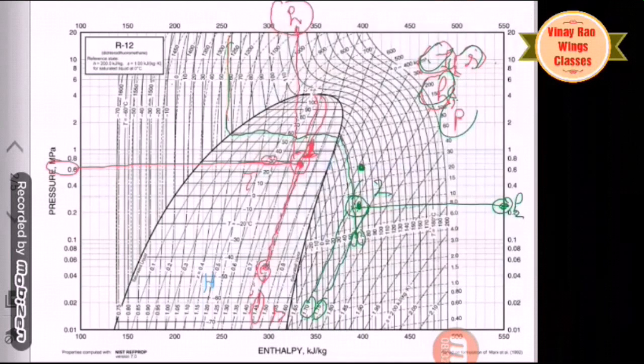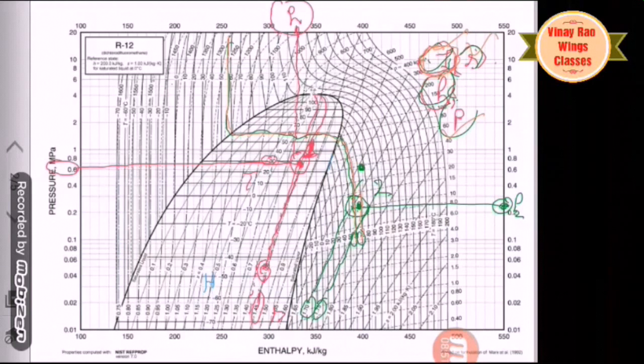This is a constant temperature line, and the point is nearly between 60 and 70. The temperature is in between 60 and 70, around 65. So I calculated the temperature, I calculated the pressure, I calculated the entropy.